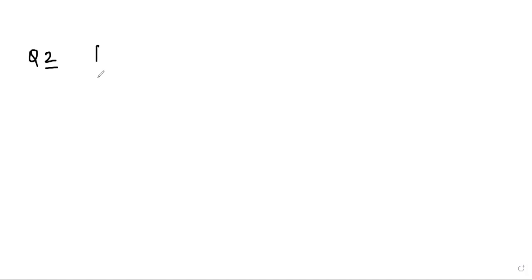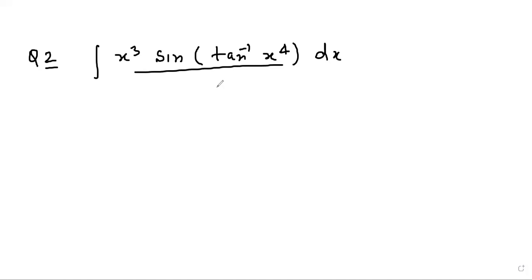Integration of x cube sine of tan inverse x power 4 dx divided by 1 plus x power 8. Let x power 4 equal to t. It will give 4x cube dx equal to dt.